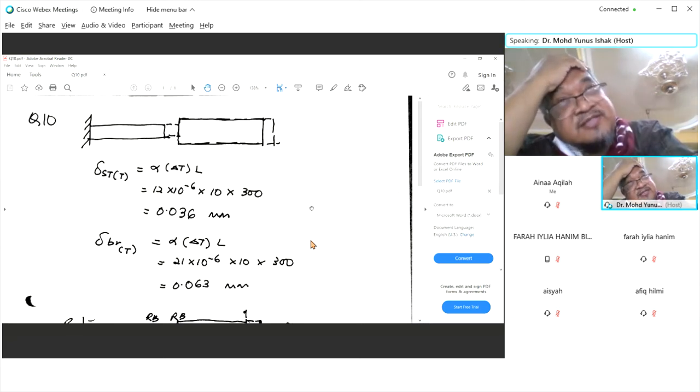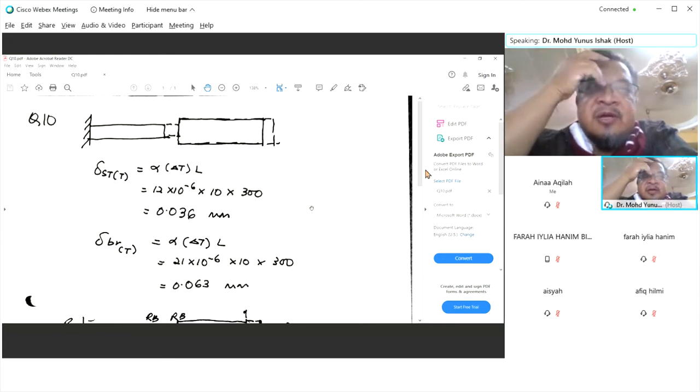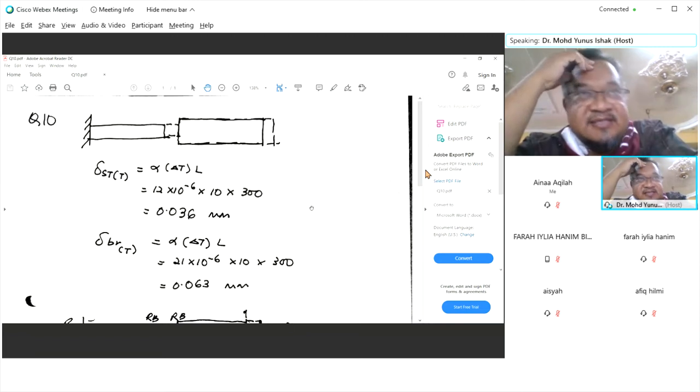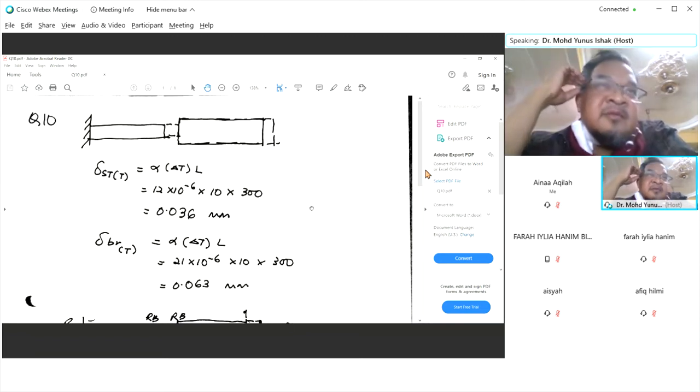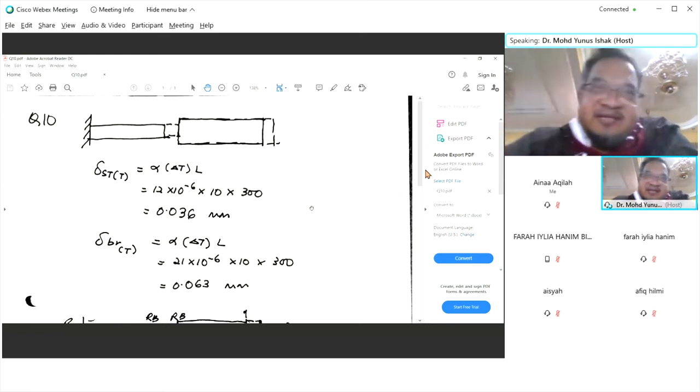So release one support at the B. So we allow it to elongate. For steel, how much it will elongate: alpha delta TL. So it will elongate for 0.036. While the brass will elongate according to their properties, alpha delta TL, is 0.063.